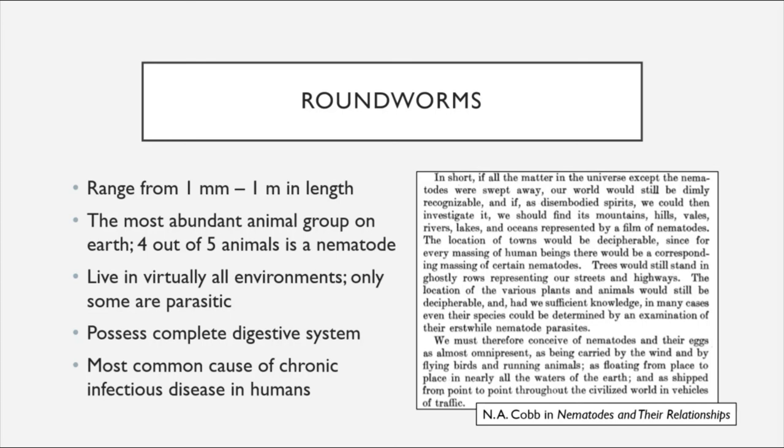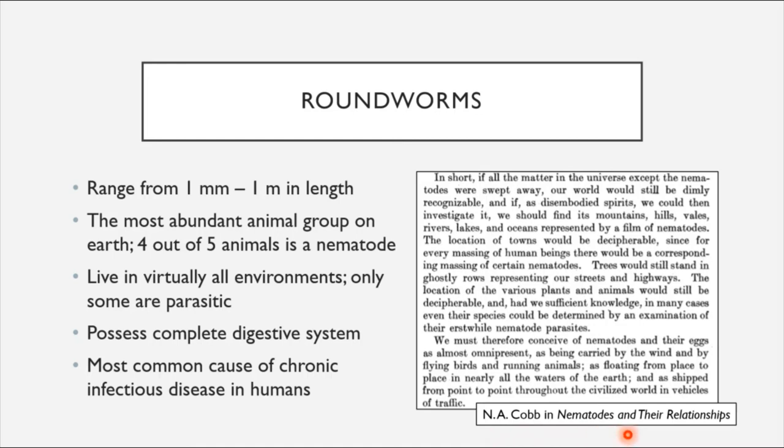Another word for roundworms is nematodes, and the roundworms, or in other words, the nematodes, are so numerous that if you were to count up every animal on the planet, including helminths, 4 out of every 5 animals numerically would be a roundworm. They are so ubiquitous and found in all environments, so much so that there's this book by this nematodologist called N.A. Cobb.